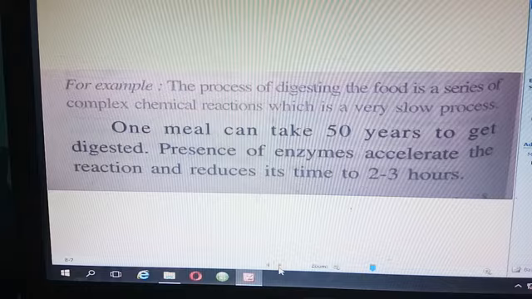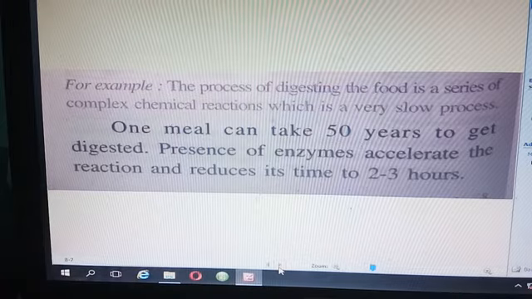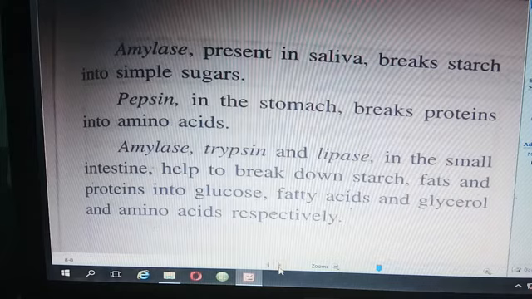The reaction that was very slow, that was taking 50 years to proceed, is completing within 2 to 3 hours because of the presence of enzymes, which are positive catalysts. You can see some of the enzymes present in our body.